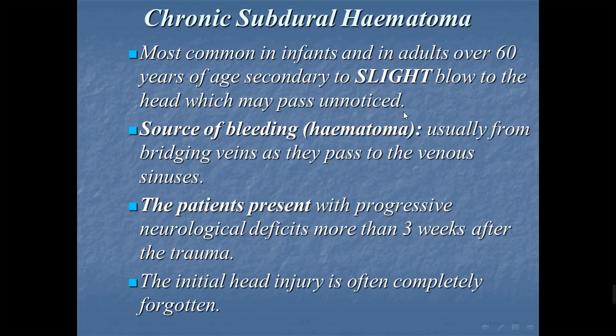The source of bleeding of the hematoma is usually from bridging veins as they pass to the venous sinuses only. The cortex is not injured. The patient presents with a progressive neurological deficit more than 3 weeks after the trauma, more than 21 days. The initial head injury is often completely forgotten.